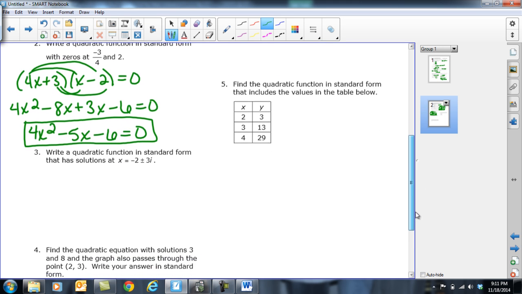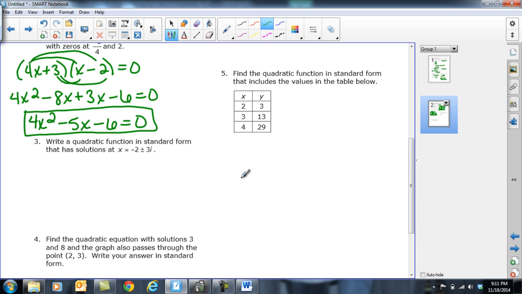Number 3, it tells me my solutions are actually complex numbers. It tells me that I have a quadratic function that has solutions at -2 plus or minus 3i, which means that I had a negative square root at some point. That doesn't really matter for solving because I'm going to treat it like I treated this one. I have two solutions here. I have x is equal to -2 plus 3i, and I have x is equal to -2 minus 3i, because that's what that plus minus means.